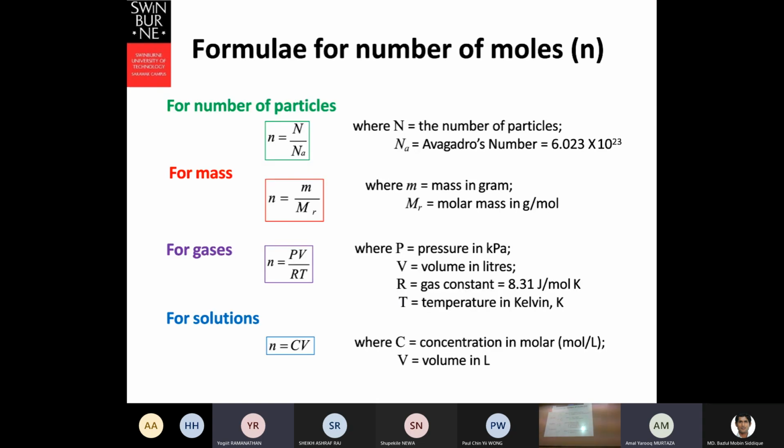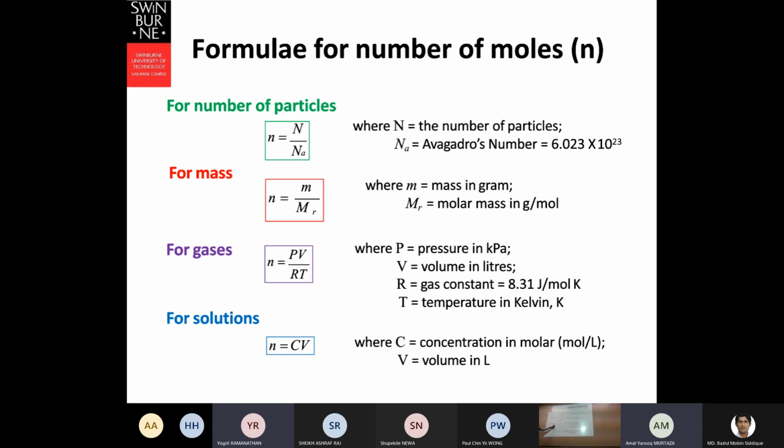Okay, so we are almost done. Later on, we'll go for the practice questions. So this is the formula for the number of moles, and it will be very important for us to know that the number of moles can be found from the number of particles divided by Avogadro's number, which is of course this one, and for mass, the number of moles we can find when mass is divided by the molar mass.